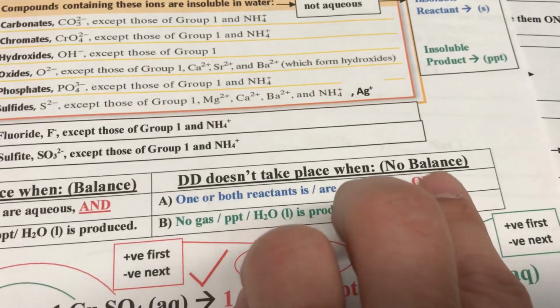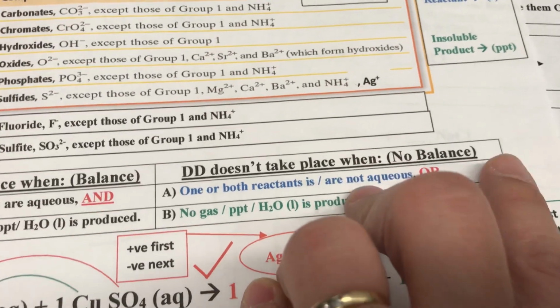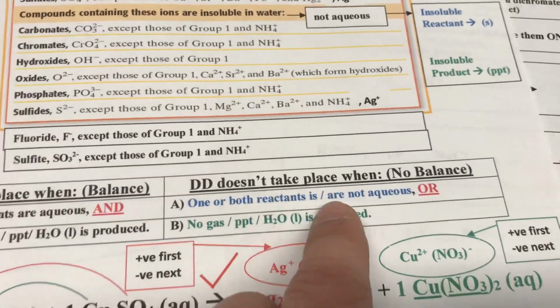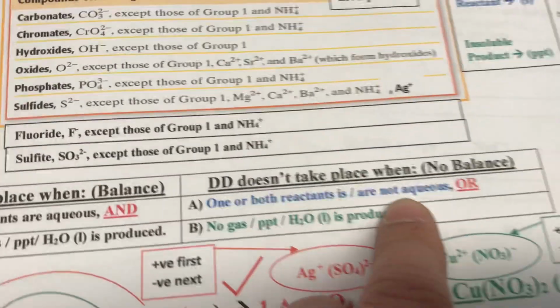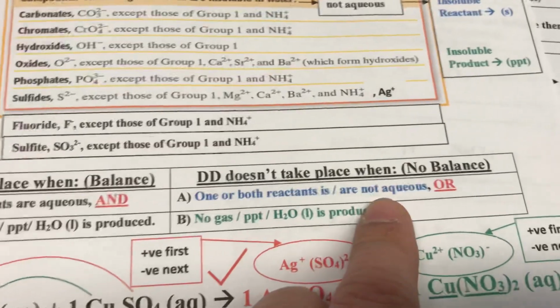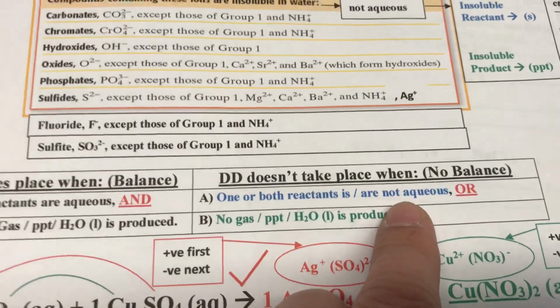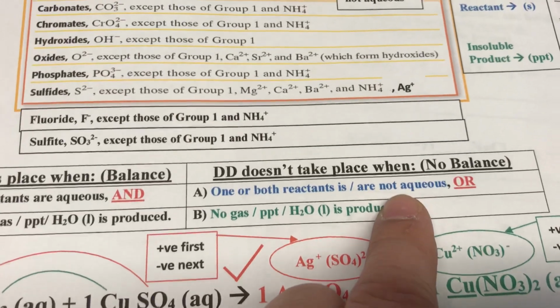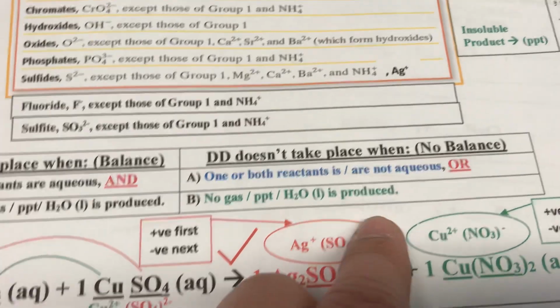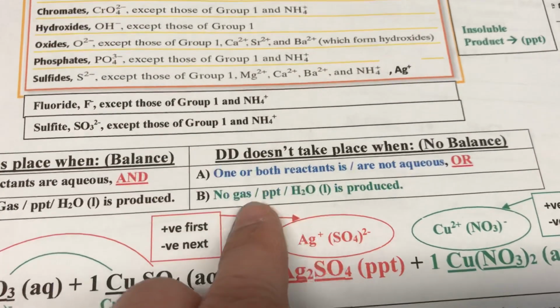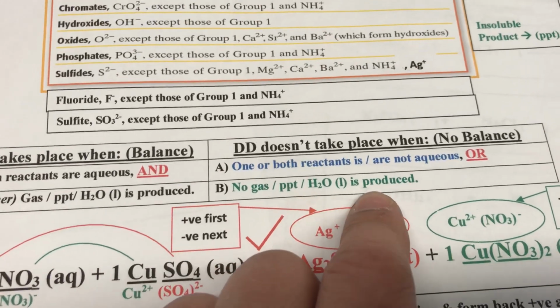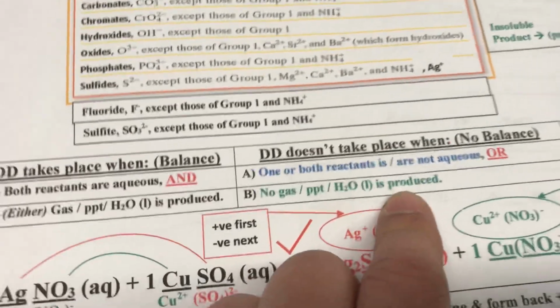And double displacement would not take place when either of these conditions is not met. So when you have no reaction, don't even balance. The two conditions are: one or both reactants are not aqueous. Because if one of them is not aqueous, that means they stay in the water as a whole thing. They will not separate, they will not be able to form charges, and they will not be able to switch partners. Or, after you switch them, no gas, no PPT, no water is produced. That means they just sit in the beaker. There will be no reaction.